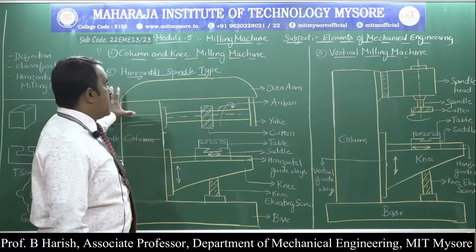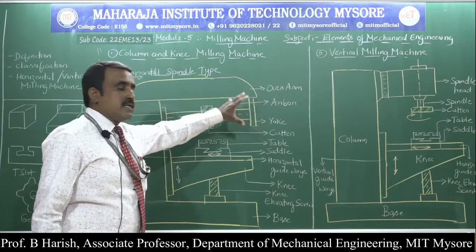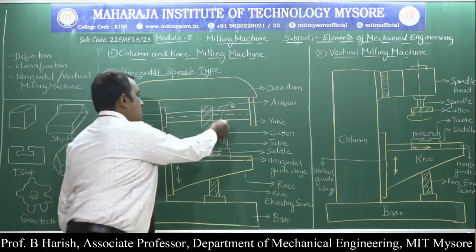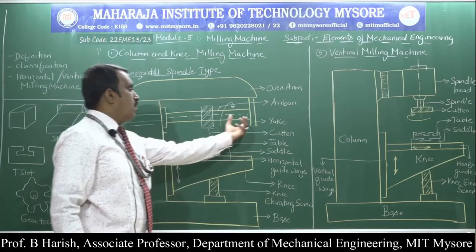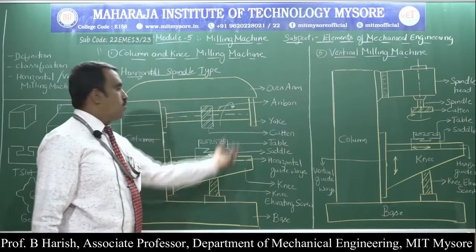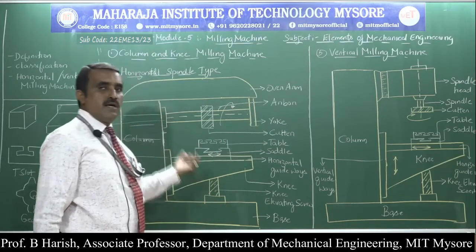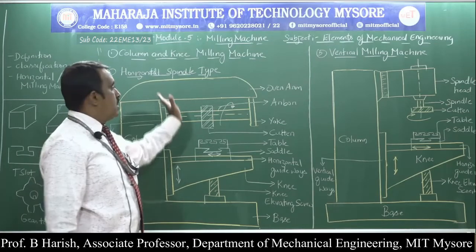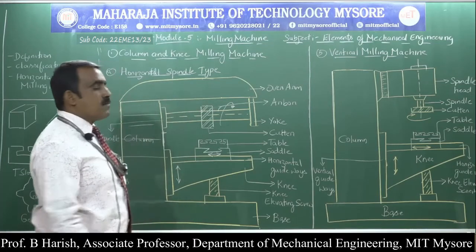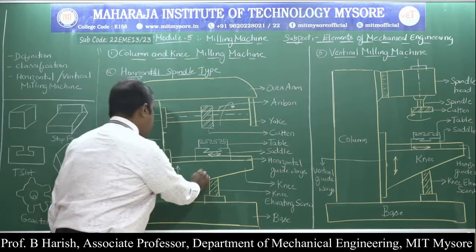So once again, it is a part that supports, that is your harbor. So this is the harbor, which supports the arm along with the yoke. The yoke is the projection at one end of the overarm. That is the function of the overarm. Then we come to the very important part, that is the knee.